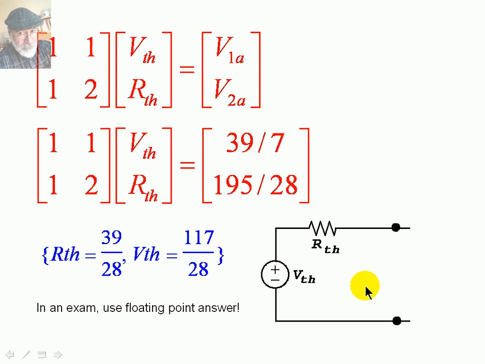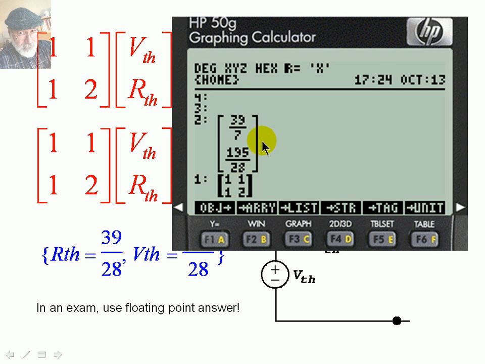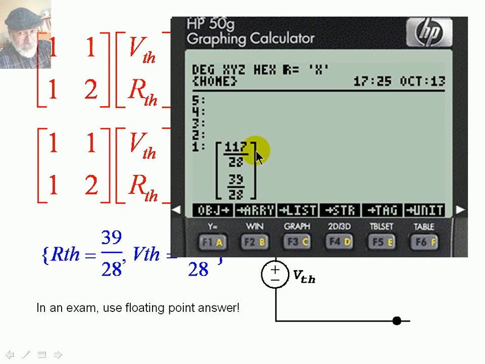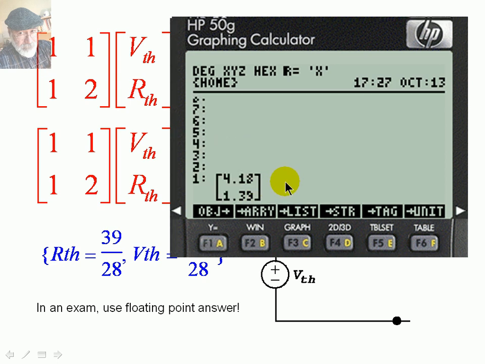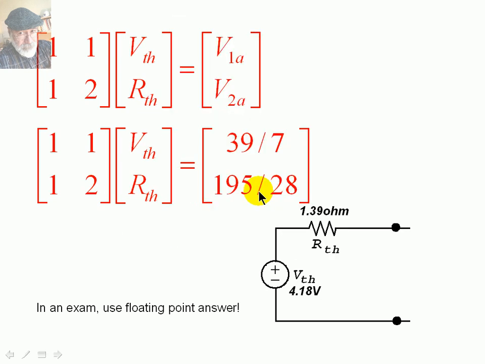Wait a minute. How did you solve this set of equations? Well, with a calculator, you see I entered V1a and V2a and the matrix 1, 1, 1, 2. I said divide, and I got Vthevenin 117 over 28 volts and Rthevenin 39 over 28. And if I want that in floating point, give me that in floating point. This is Vthevenin 4.18 volts and this is Rthevenin 1.39 ohms. I write it down here, and that is the equivalent circuit of the original one at the port PQ.